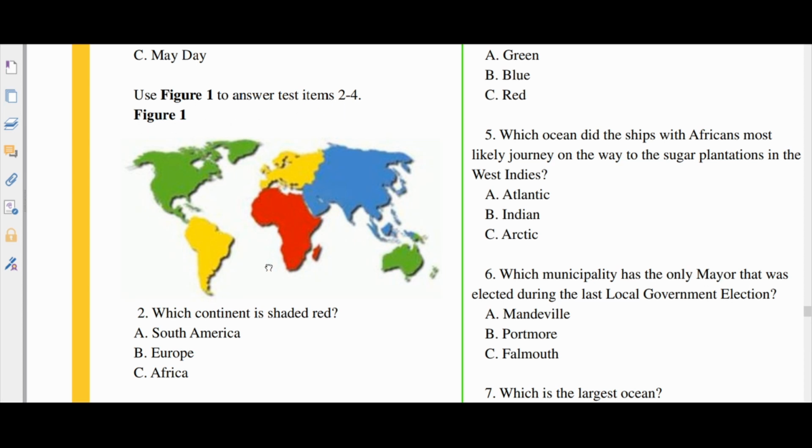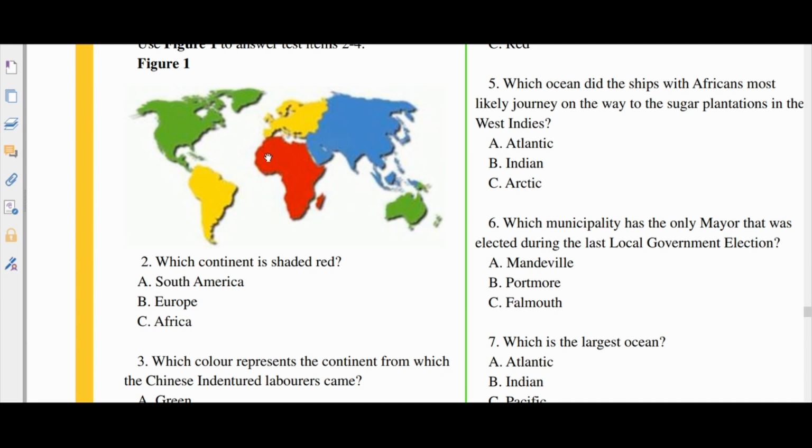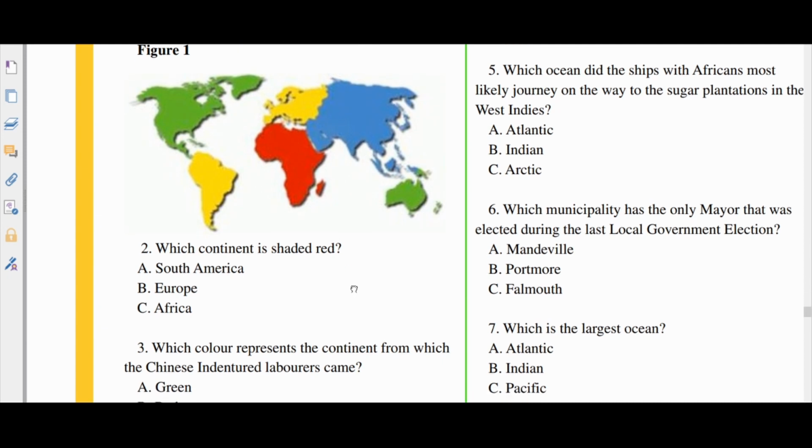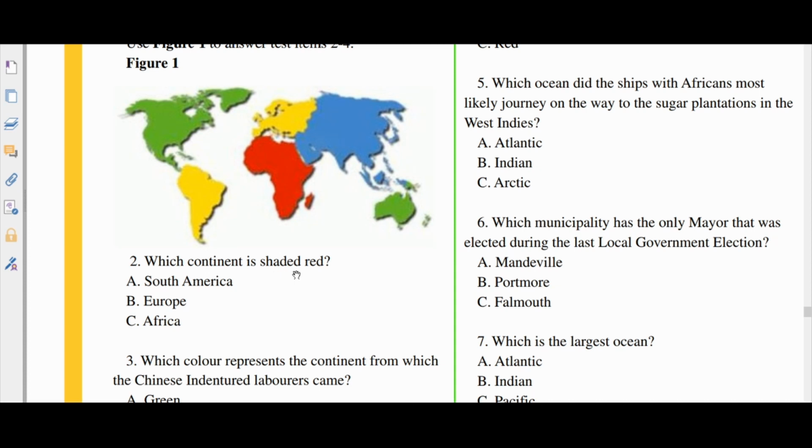Use figure 1 to answer test items number 2 to 4. Look at figure 1, and here we have the continents and they are colored. Now, which continent is shaded red? Is that South America? Is that Europe? Or is that Africa? And we all know that this would be Africa. All right. So let's take the opportunity now to go through these continents here. So it would be North America, South America, we would have Europe, we have Africa, we have Asia, and we have Australia.